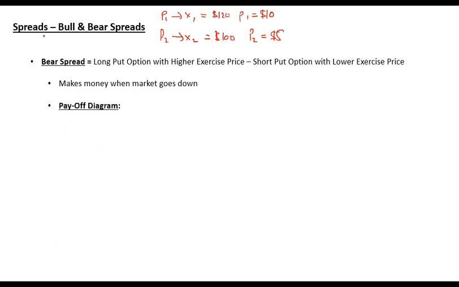Okay, so let's say you are taking a bear spread position. When you take a bear spread position, you have bought a put option. Which put option? You have bought the put option with the higher exercise price. So you have bought P1. You have sold a put option. Which put option have you sold? The put option with the lower exercise price.